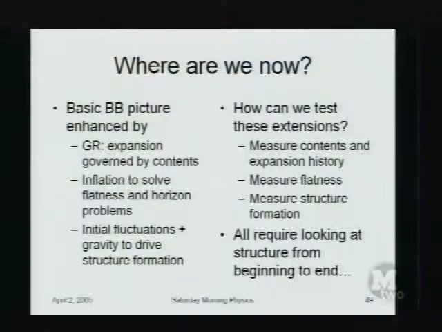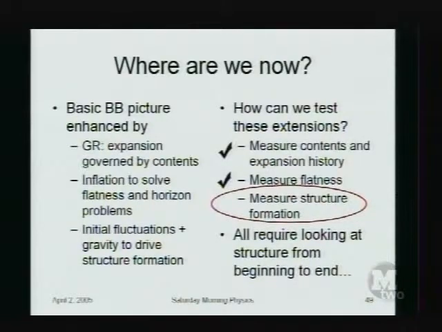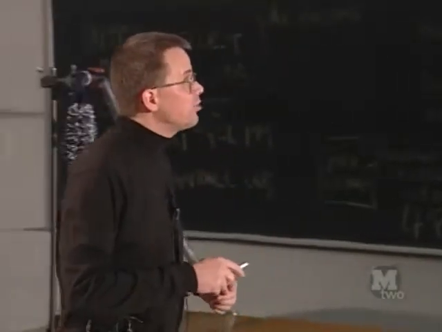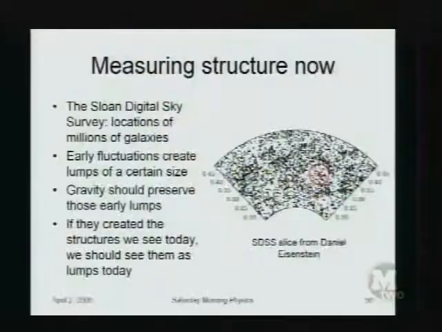So where we are now is we have this basic Big Bang picture, and we have measured the contents and expansion history and the flatness. What's left for us to do is to measure structure formation. This project, the Sloan Digital Sky Survey, measures the structure now in the universe. We go out and measure many, many galaxies.